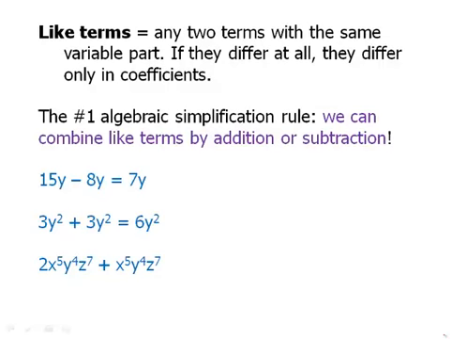In that final one, notice that it is awfully complicated, but the two terms are actually like terms because the variable part, x to the 5th, y to the 4th, z to the 7th, is identical between the two terms. So we have 2 of the thing plus 1 of the thing, and whenever you have 2 of anything plus 1 of the same thing, you get 3 of that thing. So that's how we simplify that.